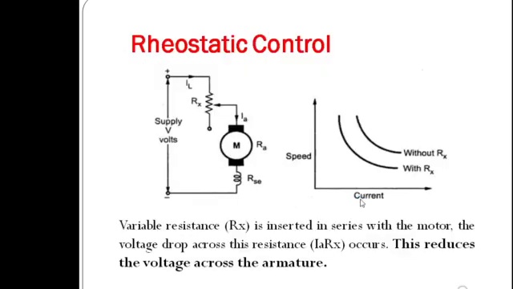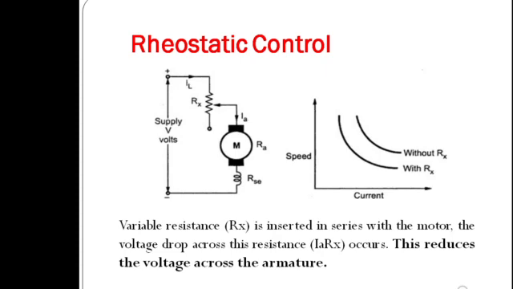Next, we will see what is the rheostatic control. You are familiar with the rheostatic control, which will be connected with the field winding. If you want to control the flux, the rheostat will be connected with the field winding. If you want to control the armature, the rheostat will be connected with the armature winding. So depending upon the variable resistance, that is known as rheostat, is inserted in series with the motor.